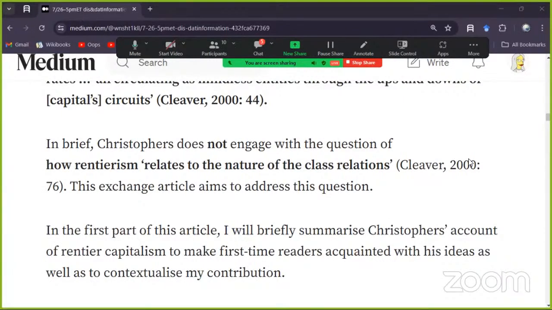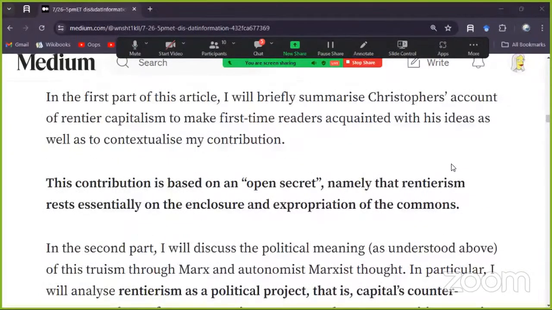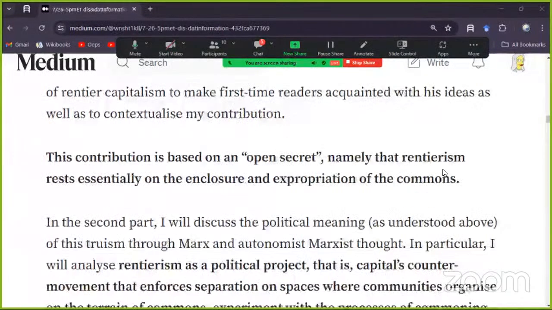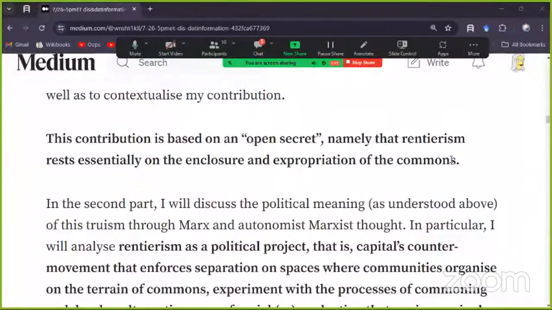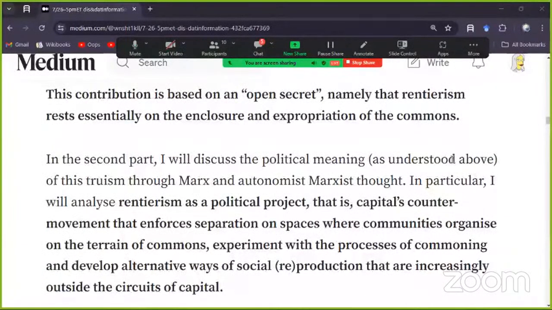In the first part of this article, the author summarizes Christopher's account of rentier capitalism to make first-time readers acquainted with his ideas, as well as to contextualize the contribution of this particular article. And that is, it is about an enclosure and expropriation of the commons. And the commons could be in the model of the tragedy of the commons, which is problematic for all kinds of reasons, including racist reasons.